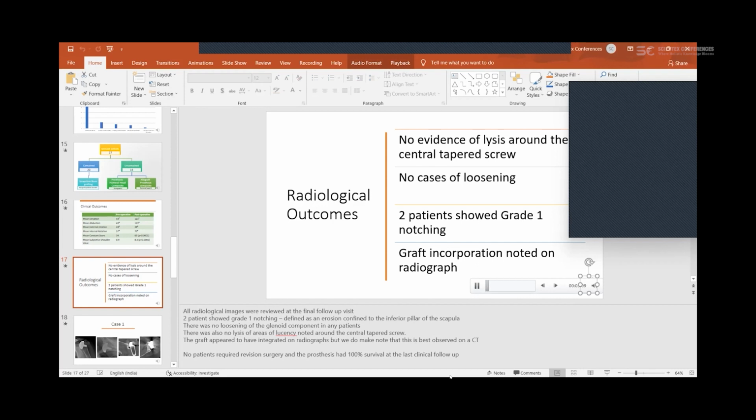So, radiological outcomes. All radiological images were reviewed at the final visit. 2 patients did show grade 1 notching, which was defined as an erosion confined to the inferior pillar of the scapula. There was no loosening around the glenoid component in any of our patients within this study. There was no lysis of any areas or no lucency around the central tapered screws. The grafts that we used appear to have integrated fully, but these were reviewed on imaging, which isn't the best option, and therefore to determine that in full it would be best to get a CT.